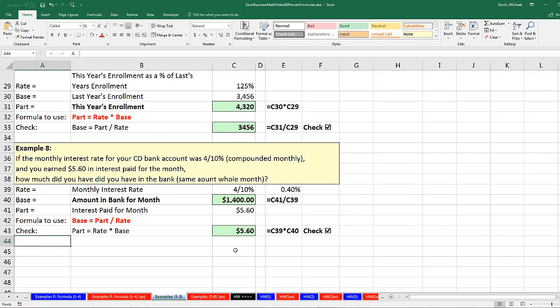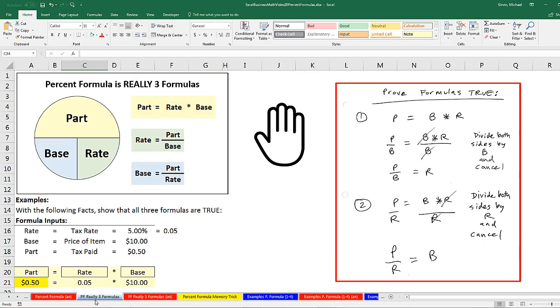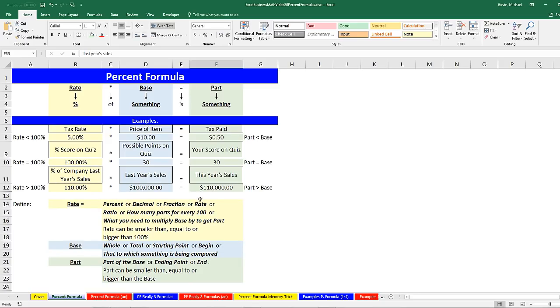All right, that was a lot of fun with 8 examples of the famous percentage formula, really all 3 of the formulas. There are 10 homework problems. Be sure to practice them all because we'll use the concepts in this video throughout the rest of the class. Over on the sheet 1 to 4, we saw problems 1 to 4. On the sheet PF, really 3 formulas, we talked about the 3 formulas. We talked about why the formulas are true and some memorization tricks for remembering the actual formulas. On the sheet percent formulas, we talked about the basic formula and defined our terms.